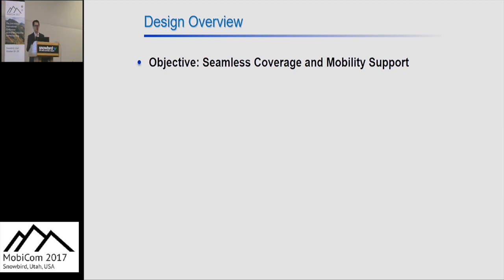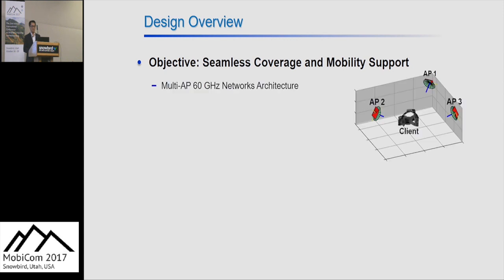seamless coverage and mobility support for the 60 GHz network. Our basic idea is to deploy multiple access points at different corners of the room, so that no matter how the mobile device moves and rotates, it's likely to fall in the FOV of one of the access points.